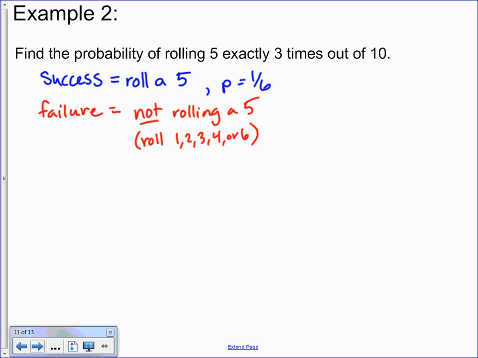What's the probability of failure? 5 6ths, because there's 5 outcomes that we are considering failures. You could also get this by doing 1 minus 1/6, or you could just count up what your failures are, right? 5 out of 6. Okay, how many trials am I performing in this experiment? 10 trials. Okay. These are my total trials right here. So n equals 10. And what's the number of successes I'm looking for? I'm looking for 3 successes.